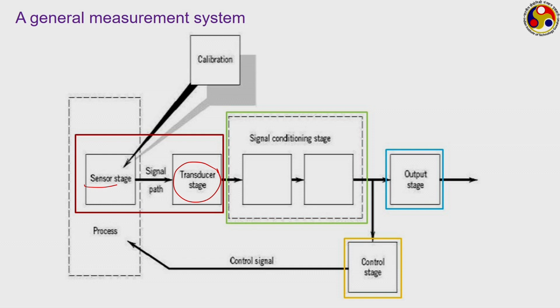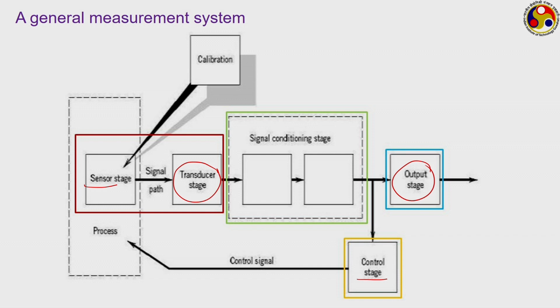And whatever output comes from the signal conditioning stage, the output stage itself provides some kind of interfacing which takes this controlled signal to your output recorder. If our objective is to get some kind of control, then a part of that output signal can also pass through the control stage and may provide a feedback to the actual process itself. So this is what a general system may have.